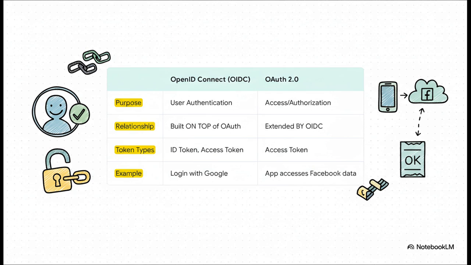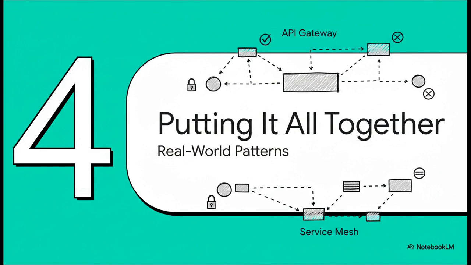When you see login with Google, that's OIDC proving who you are. But when an app asks to access your Facebook photos, that's OAuth granting permission. They work hand in hand. Okay, so we've got these two protocols, OIDC for the who and OAuth for the what.